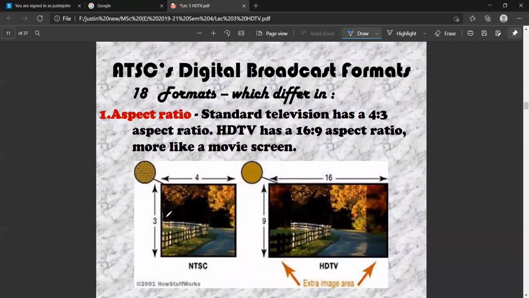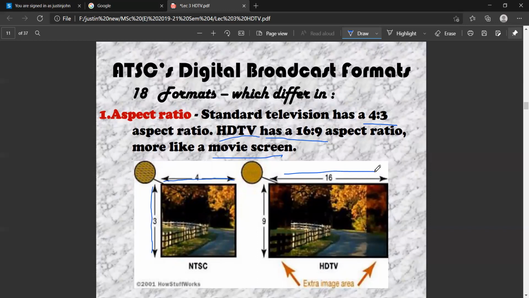Now, there are 18 formats which are accepted by ATSC. These 18 formats differ in three aspects. The first one is the aspect ratio. A standard digital television has a 4:3 aspect ratio, which means the breadth of the screen will be 4 and the height of the screen will be 3. But in the case of high definition television, the highest quality television, the aspect ratio becomes 16:9, which is the aspect ratio of a movie screen that we see in theaters.